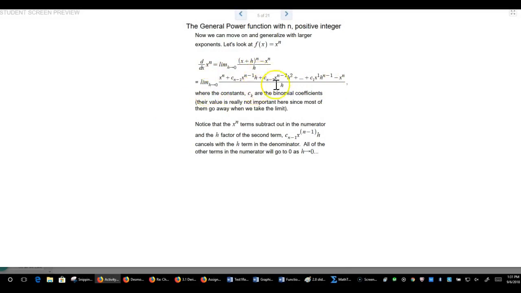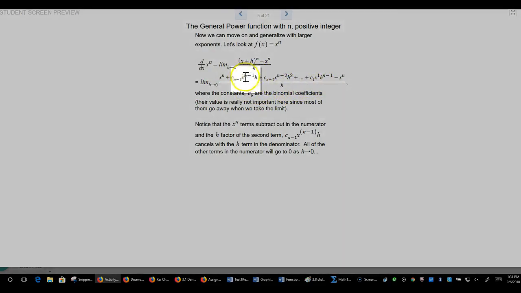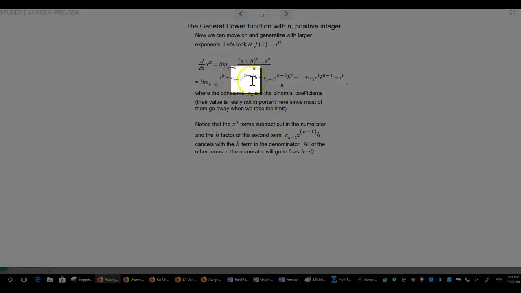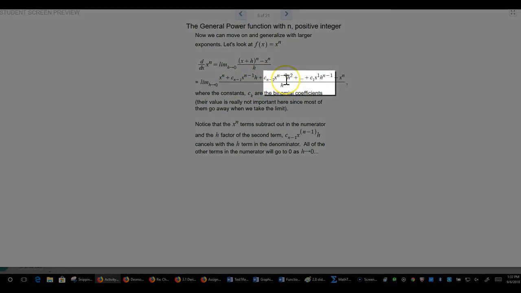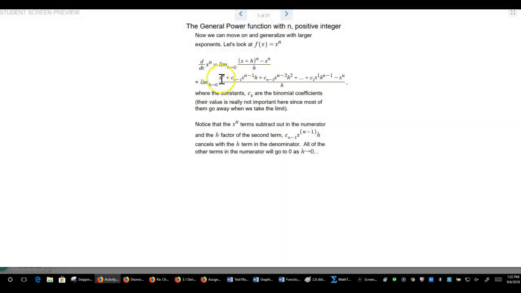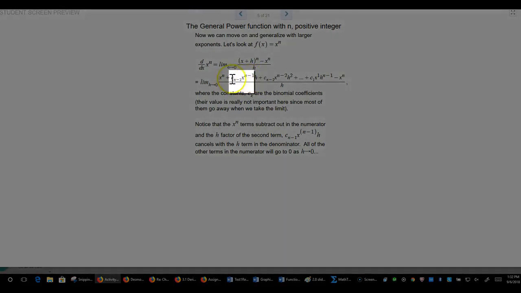And then we're going to cancel common factors of h from the numerator and denominator. And only this term is going to be left. So that h will be gone, canceled with the denominator. Once we take the limit as h goes to 0, all these other terms are going to go to 0 as well. So all we're going to be left with is this second term that shows up in the numerator.